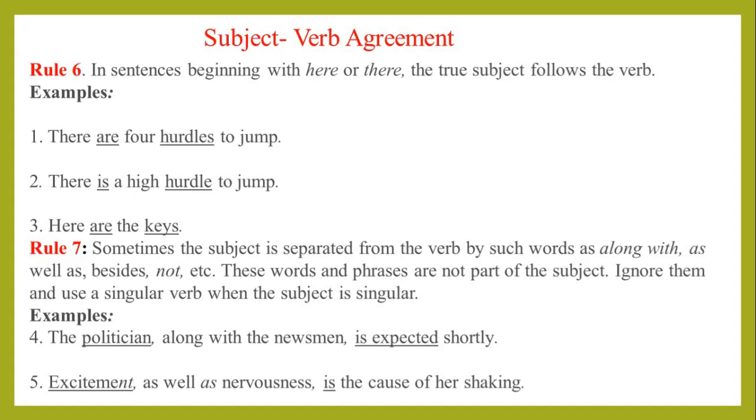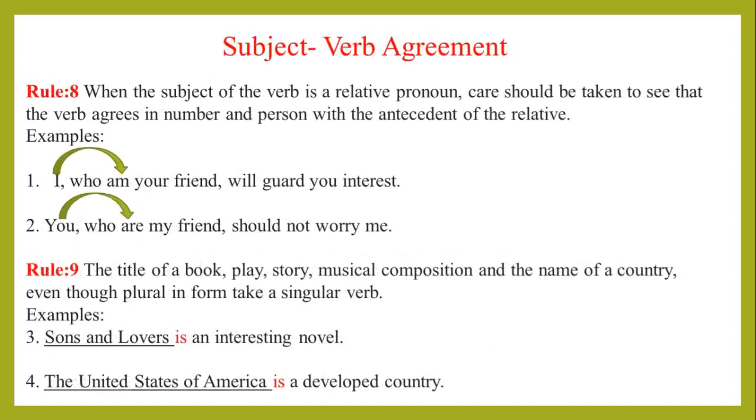Fifth example. Excitement as well as nervousness is the cause of shaking, according to the excitement. Rule 8. When the subject of a verb is a relative pronoun, care should be taken to see that the verb agrees in number and person with the antecedent of the relative. Example first. I, who am your friend, will guard your interest. Here the subject, or antecedent, is I. So the verb used here is "am".